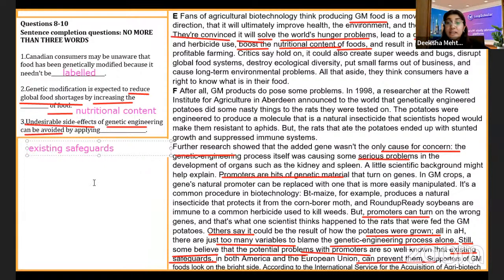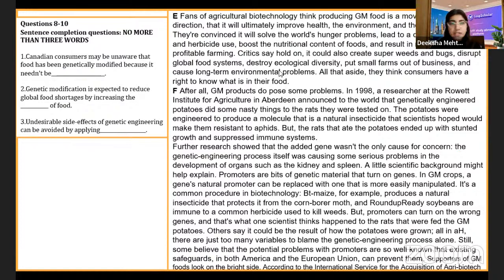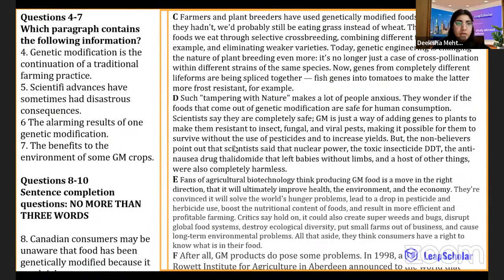Why was this difficult? Why was the answer difficult? Because look at the question. There were very few synonyms and the paraphrasing was extreme, right? Okay, let's quickly now jump to matching information. So the questions that we left, here they are, right? So here are your questions 4 to 7, okay? You have to find which paragraph has this information. Quickly mark the keywords.